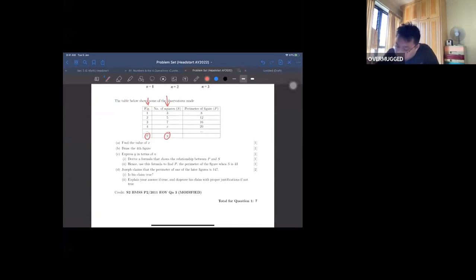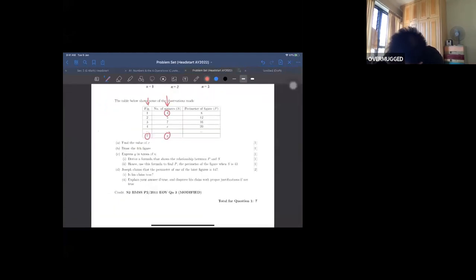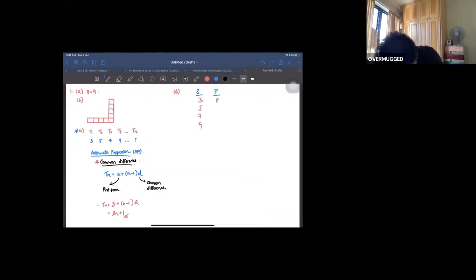Okay, so I need to derive a formula that shows the relationship between P and S. Let's look at it. Let's write out the letters and numbers respectively. So this is S and P. S is 3, 5, 7, 9. And P is 8, 12, 16, and 20.